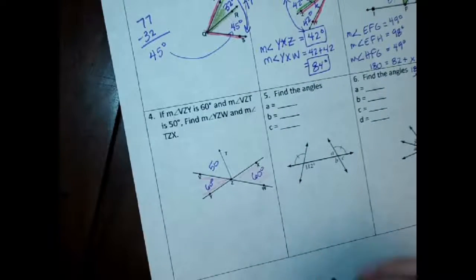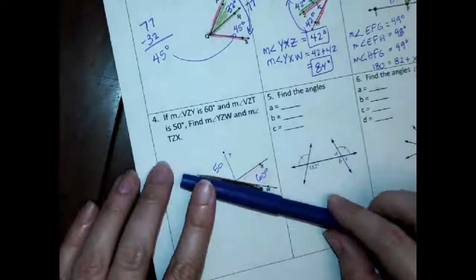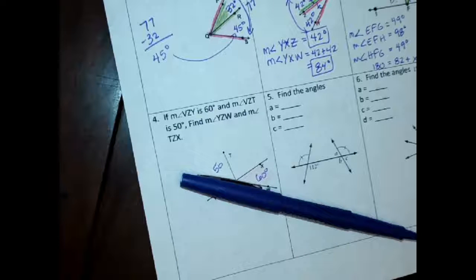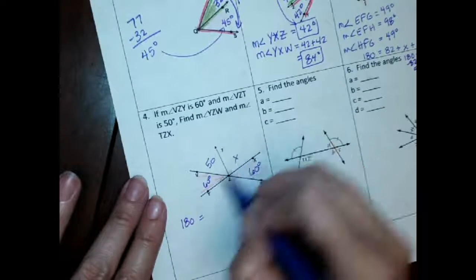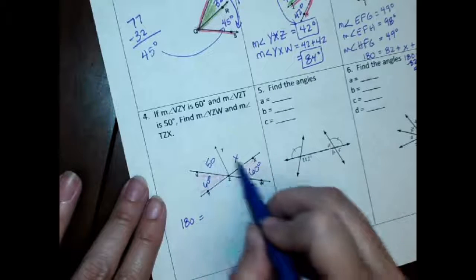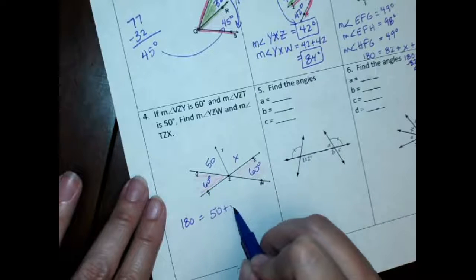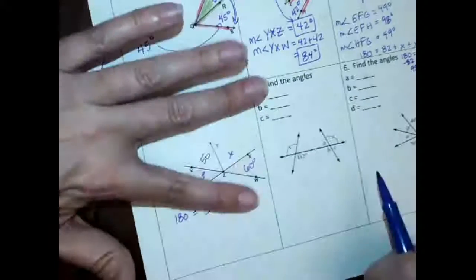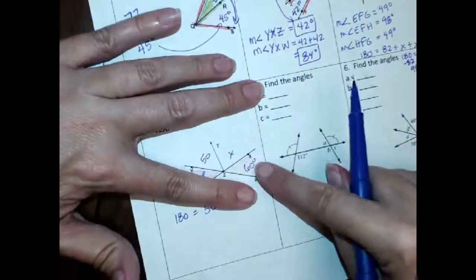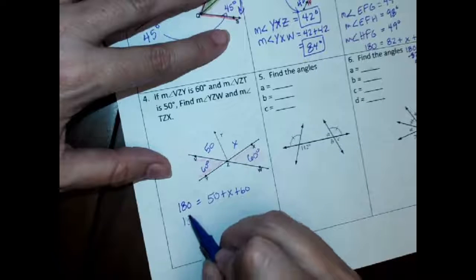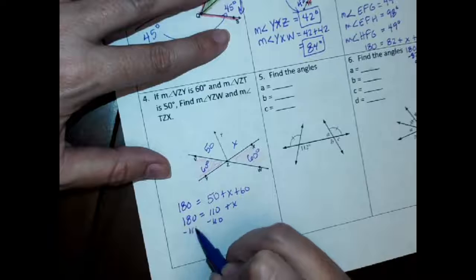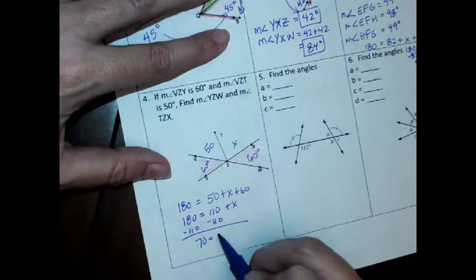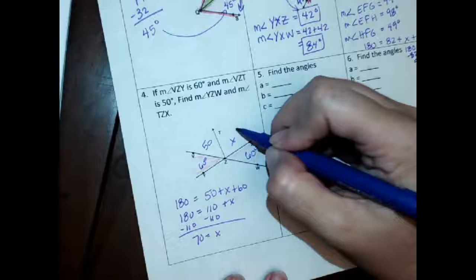I also in this problem know that those three right there make a straight line. So if they're a straight line, what do they add up to? They have to add up to 180. So I could do 180 equals, and I'm looking at these on this side of the line, 50 plus x plus 60. That's these right here. 50 plus x plus 60 has to add up to 180. So I've got 180 equals 110 plus x, minus the 110. 70 equals x. Hey, that one has to be 70.